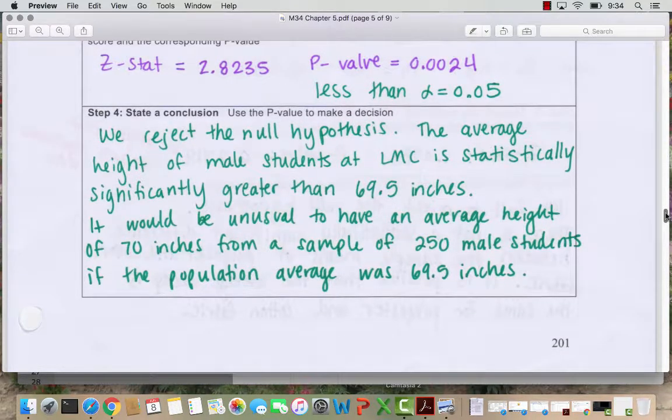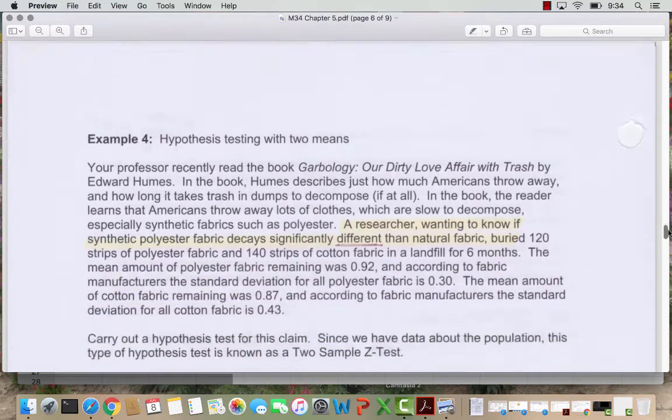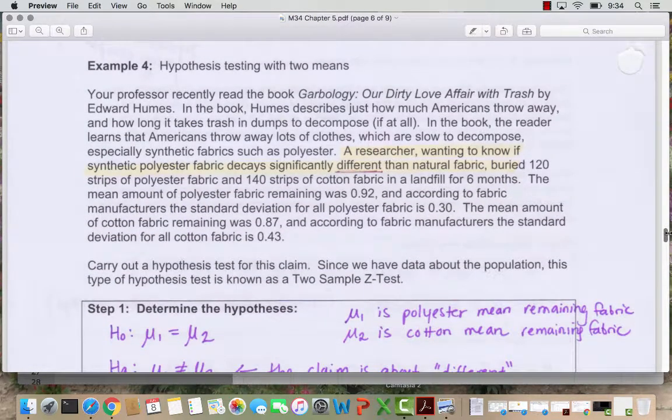So remember, our hypotheses are competing claims. So when we reject the null hypothesis, another way of saying this is you could say we support the alternative hypothesis or we support the claim. So let's look at what happens if we have two means.